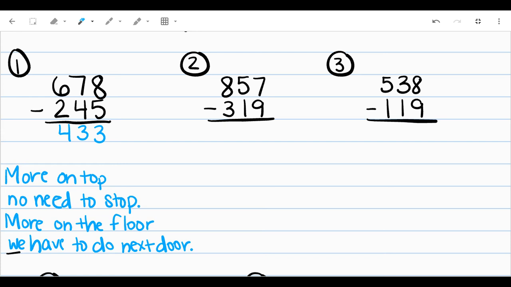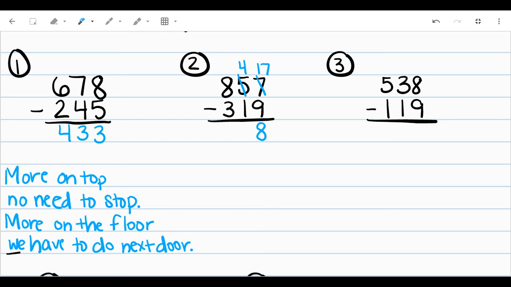Now let's look at number 2. If I have 857 minus 319, I start in my ones place with 7 minus 9. My 9 is bigger, which means I have more on the floor, more on the bottom. That means we have to go next door. So I go to my 5 and I take 1 away, leaving me with a 4. I've taken 1 ten away, cut it up and made it into 10 ones, so I add those to my ones column. My 7 plus 10 becomes 17. Now I have 17 minus 9, so I have more on top and no need to stop. 17 minus 9 gives us a difference of 8.